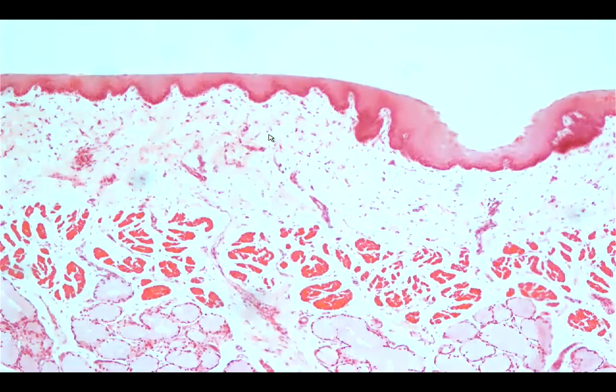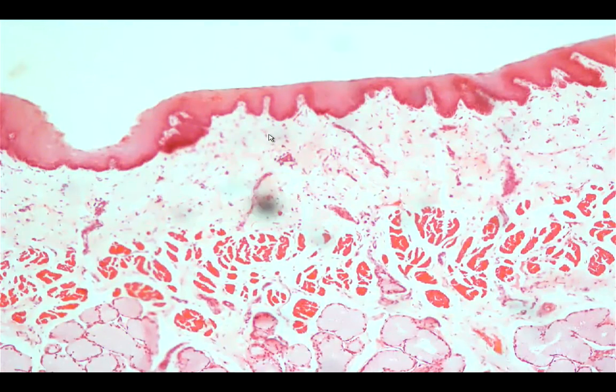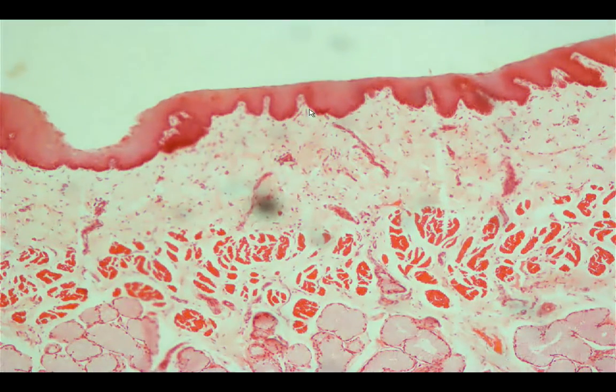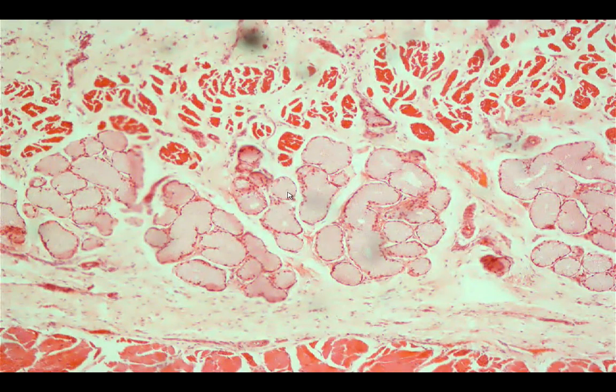How do we know that this is from the esophagus? Because the tongue and the esophagus would contain the lining epithelium, which is stratified squamous epithelium. Because the esophagus is part of the GI tract, it would be further subdivided into several layers. We have the mucosa. This would be the lamina propria of the mucosa. This would be the muscularis mucosa of the mucosa. And then underneath the muscularis mucosa, this would be the submucosa possessing the esophageal glands.